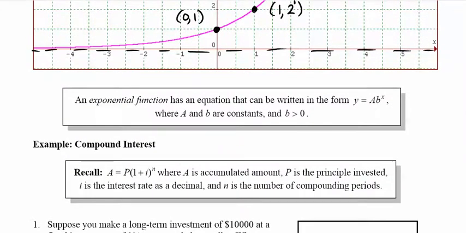A basic exponential function can be written in the form y equals a b to the power of x. And b is the base. And a would give it a vertical extension. Okay, and your base always has to be positive.